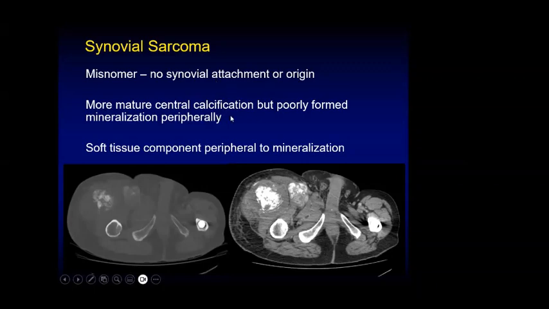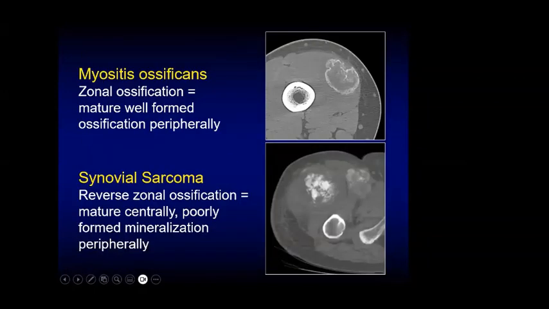What is really special about synovial sarcoma is the fact that there is calcification, and the calcification is more central, and then peripherally there is a soft tissue mass, like you said. So because of that, we have what we call reverse zonal ossification. So I gave you here two examples. One is a myositis ossificans, and another one is synovial sarcoma.